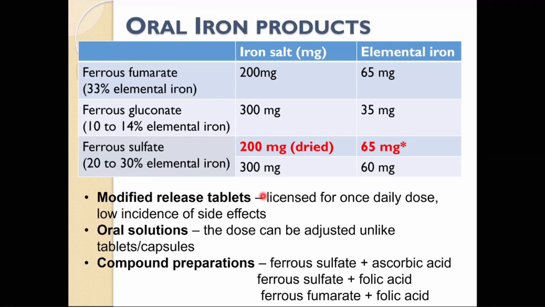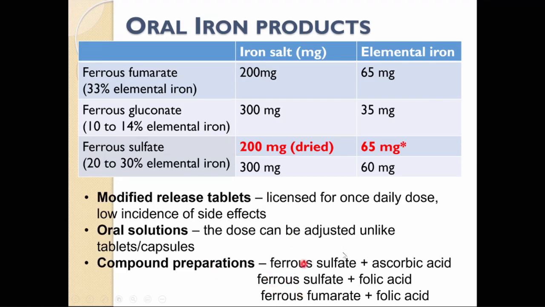And then we have the oral solutions of these different preparations. The advantage of oral solutions is that the dose can be adjusted. Ferrous sulfate, you have the 200 milligram tablet, but you can't be breaking it, etc. So you have to use that 200 milligrams. But if you're using an oral solution, you can calculate and adjust the dose, unlike in a tablet or a capsule. In addition to that, as I told you, there are compound preparations.